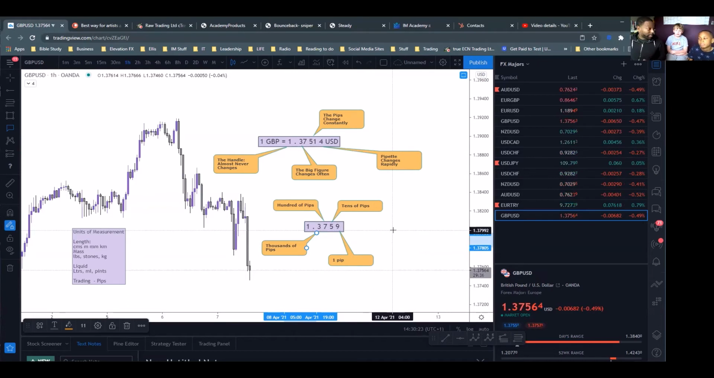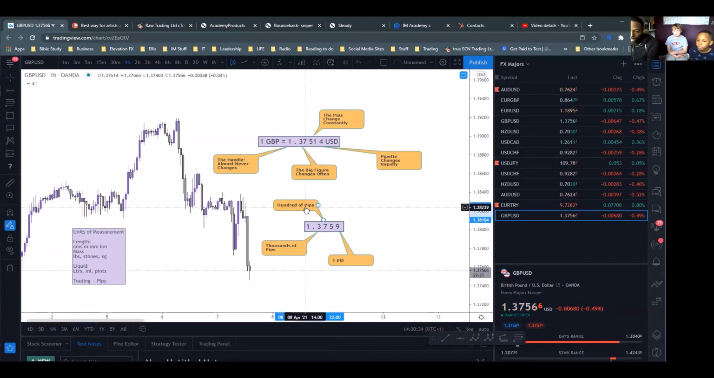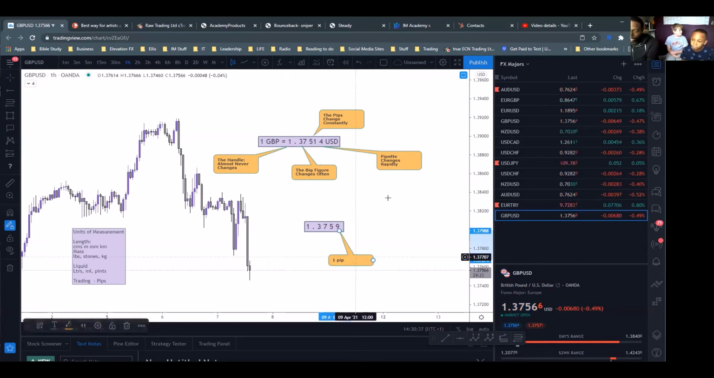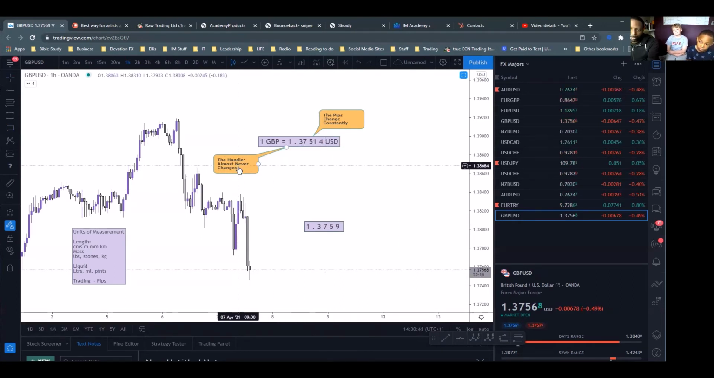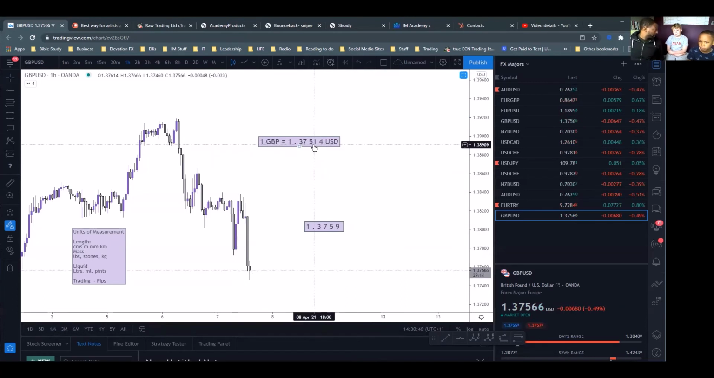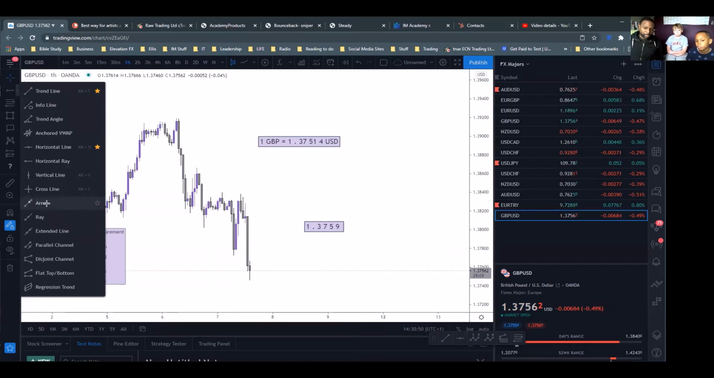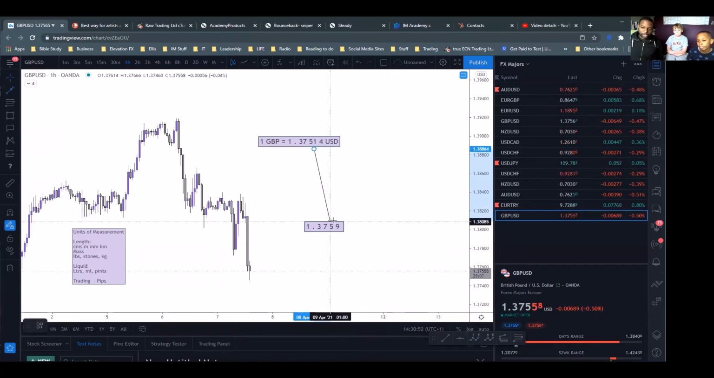Really good. Now, the last thing I'm going to show you today is why it's important to know what the pips are. Let me clear off all of these things here. Like that. Okay. Now, when we started, the price was at 137.51. And then it moved. When we did the second part of the lesson, it moved to 137.59.